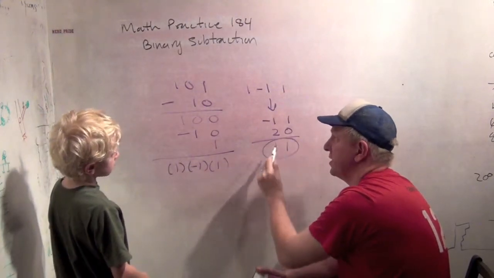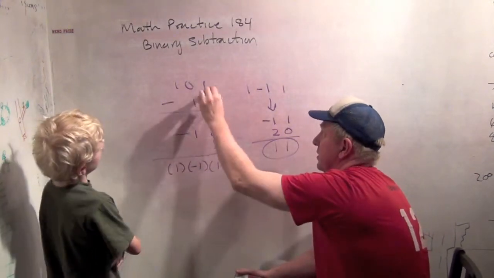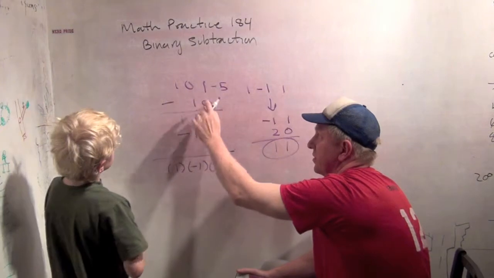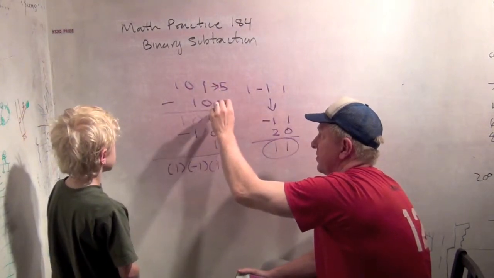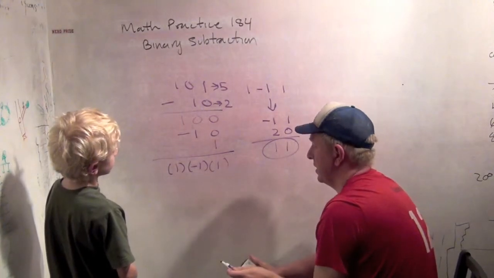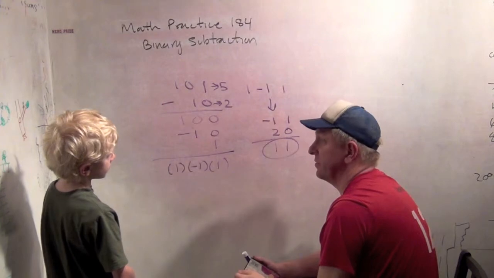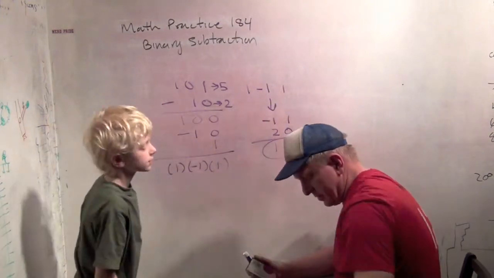Okay, now let's see what this is. What is 101 in binary? It's 5. What is 10 in binary? 2. What's 5 minus 2? 3. Okay. So this is just showing some basics, and then we'll go into a little more detail over the next few days.